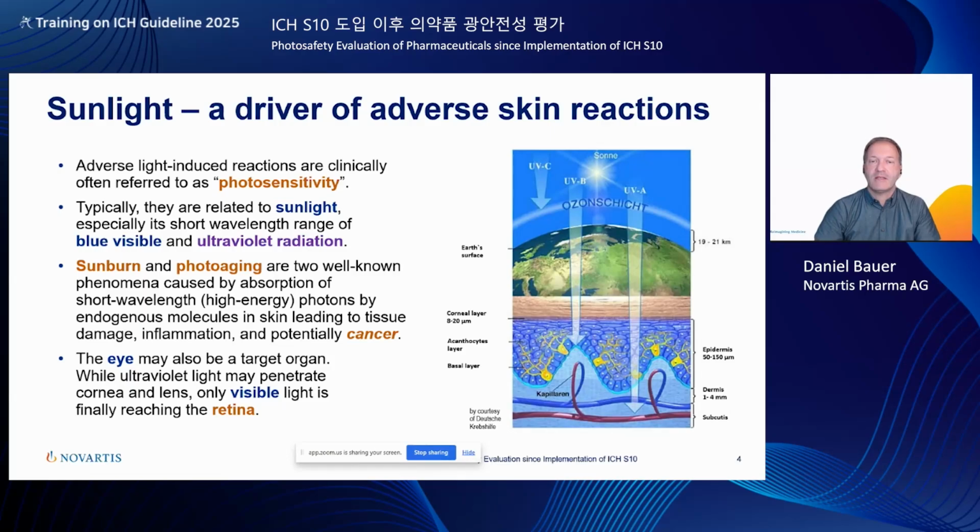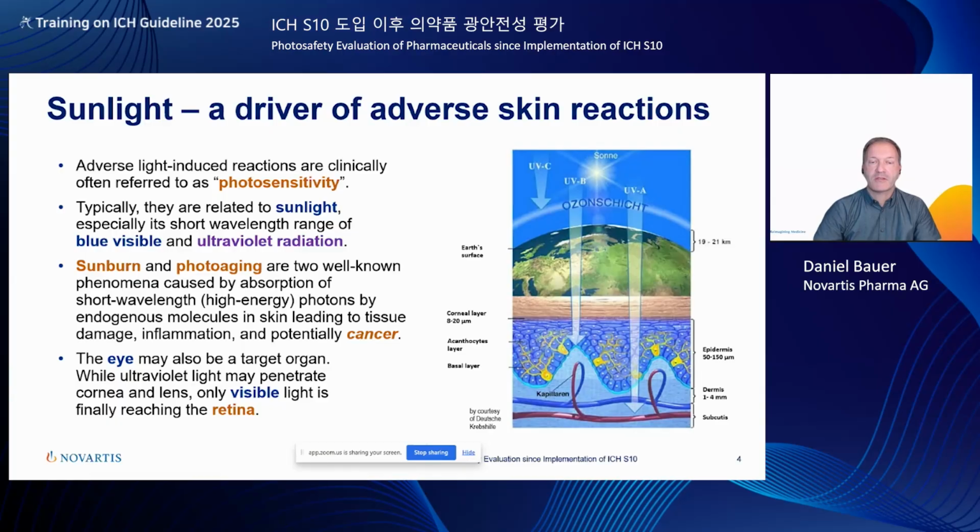Sunlight has certain ranges and components. Of course, the visible light, which helps us to see, but it also has a UV, ultraviolet part on the lower end of wavelength, the higher energy part, and this ultraviolet radiation is already causing adverse events. It causes sunburn, it causes photoaging, these two well-known phenomena. But ultimately, it causes not just damage and inflammation, but it also potentially causes skin cancer.